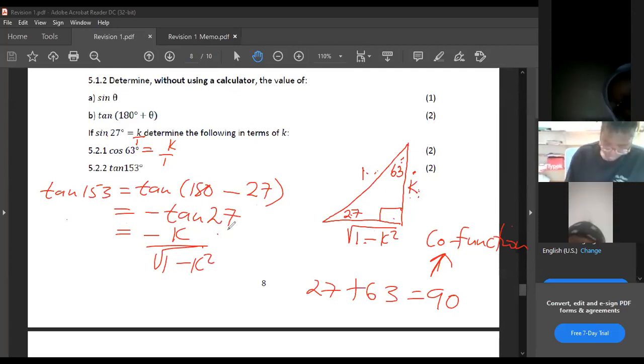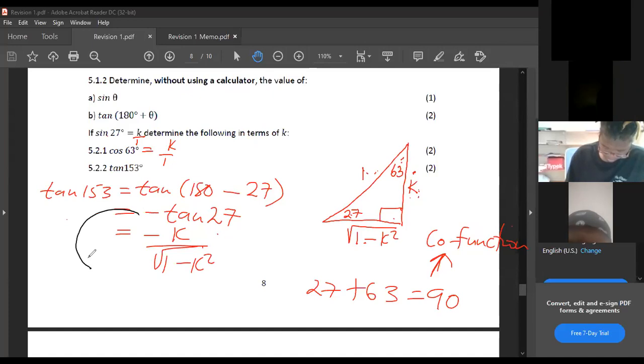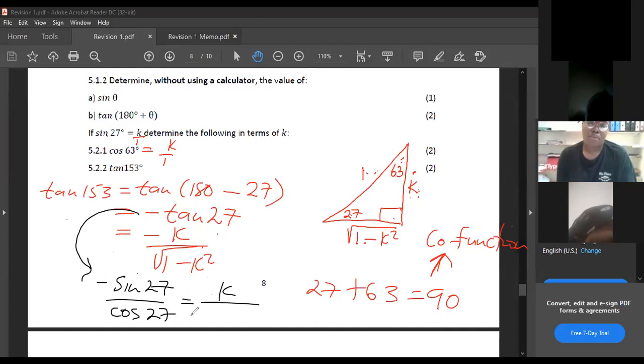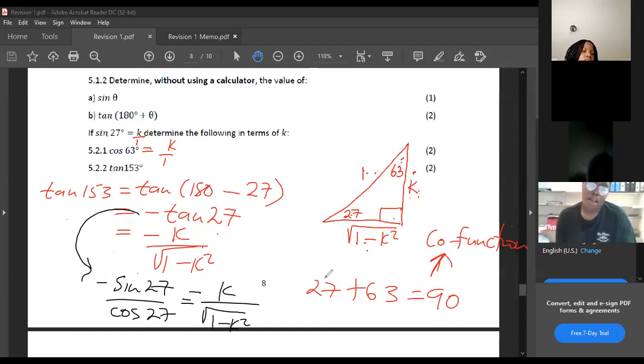Or if you didn't notice it from the diagram, you could have said this is negative sine 27 over cos 27. Cos 27 you get from the diagram. So this is k over cos 27, which is adjacent over hypotenuse, root of 1 minus k squared. So it's negative k over root of 1 minus k squared.